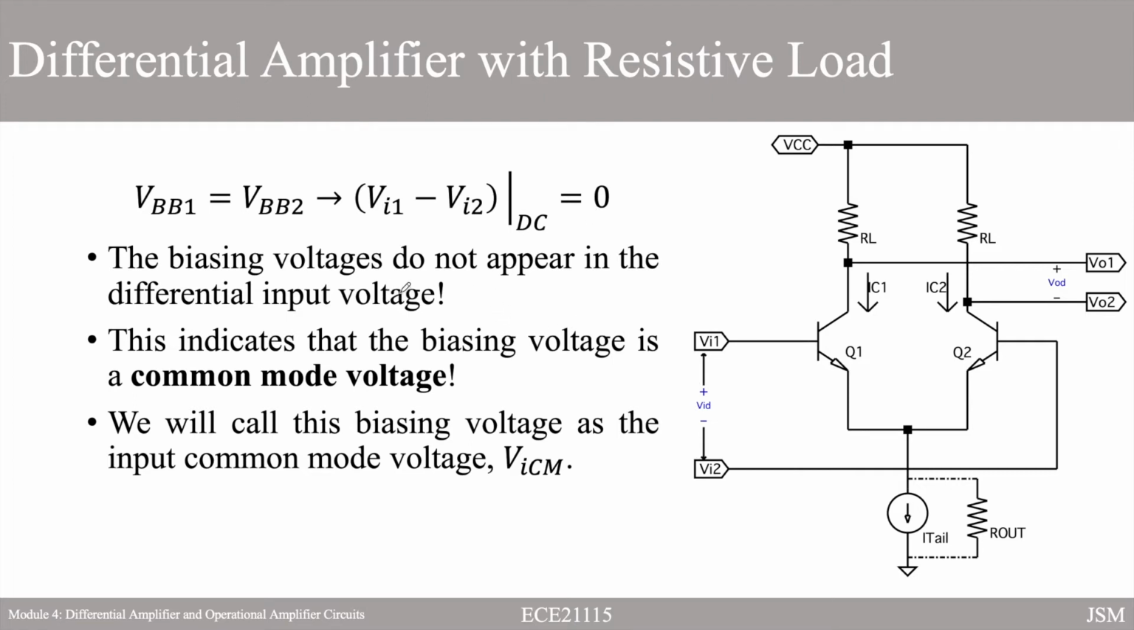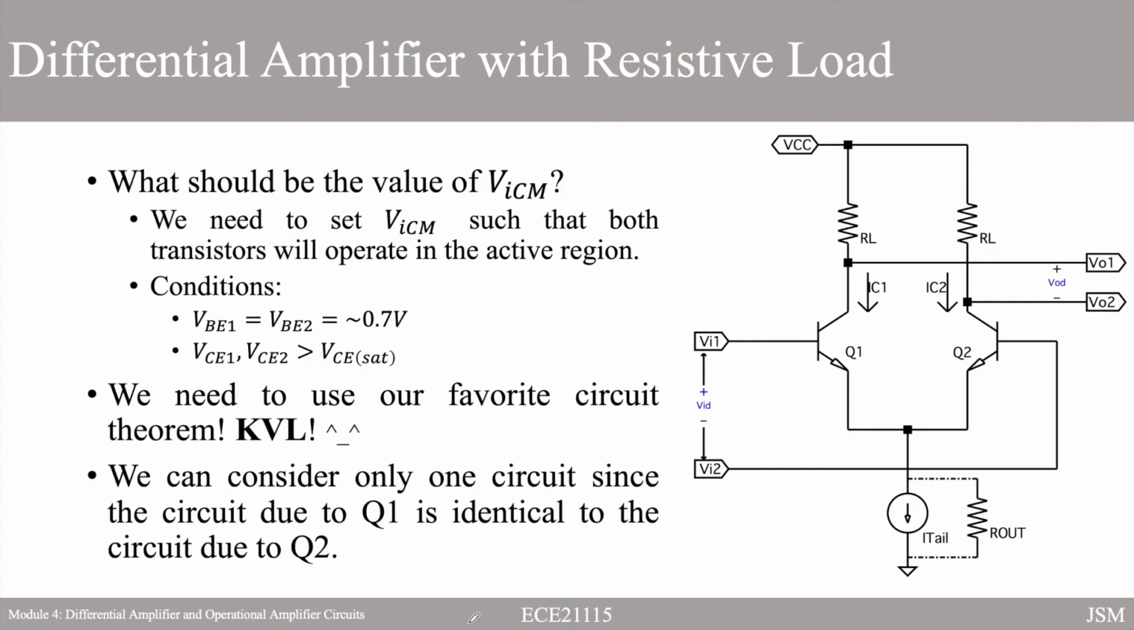So, hindi natin nakikita tong voltages na to kapag nagme-measure tayo ng differential signal. So, ano ibig sabihin nun? So, ibig sabihin nun, it is a common mode voltage. Okay? Dahil parehas yung amount ng voltage at this node or sa input 1 and sa input 2. So, effectively, siya ay common. So, this biasing voltage will be called as the input common mode voltage or VICM po. So, what should be the value of VICM then? So, we need to set the VICM para mag-operate yung ating differential pair in the active region. Dahil this is an amplifier po, di ba? Ang amplifier, it operates in the active region.